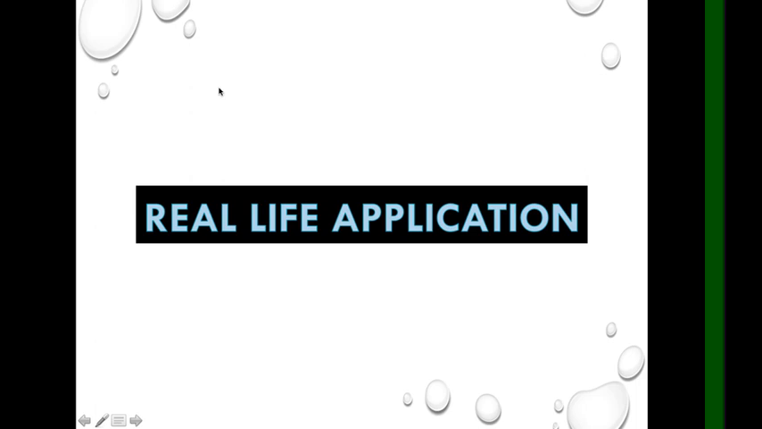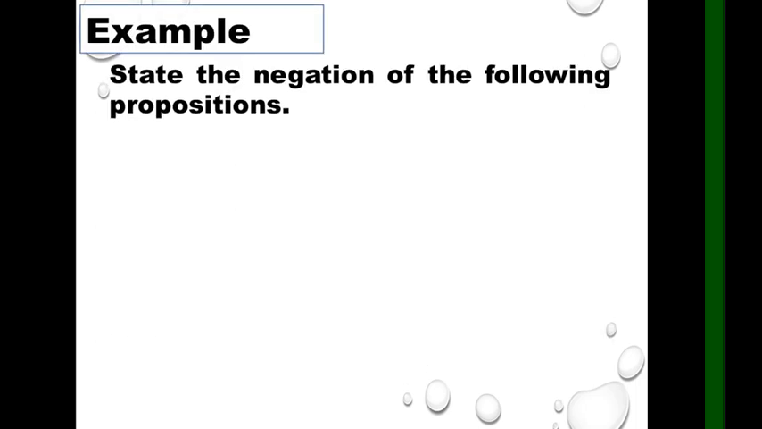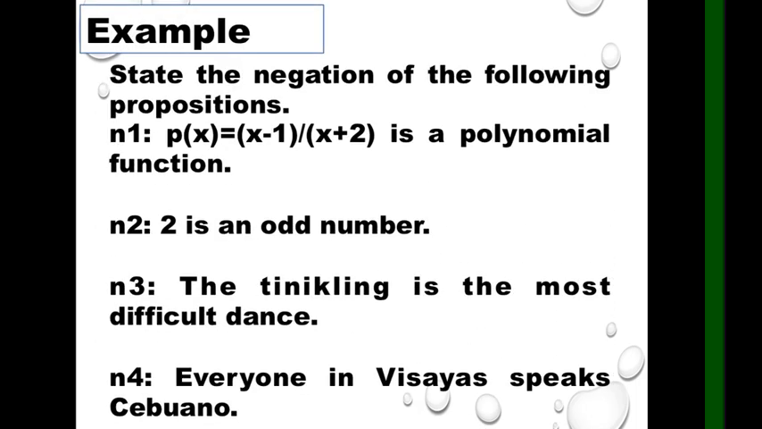Now, a real-life application. Example: state the negation of the following propositions. For N1, P of x equals the quantity x minus 1 divided by the quantity x plus 2 is a polynomial function. N2 is 2 is an odd number. And N3, the tinikling is the most difficult dance. And N4, everyone in Visayas speaks Cebuano. So how can you negate these?